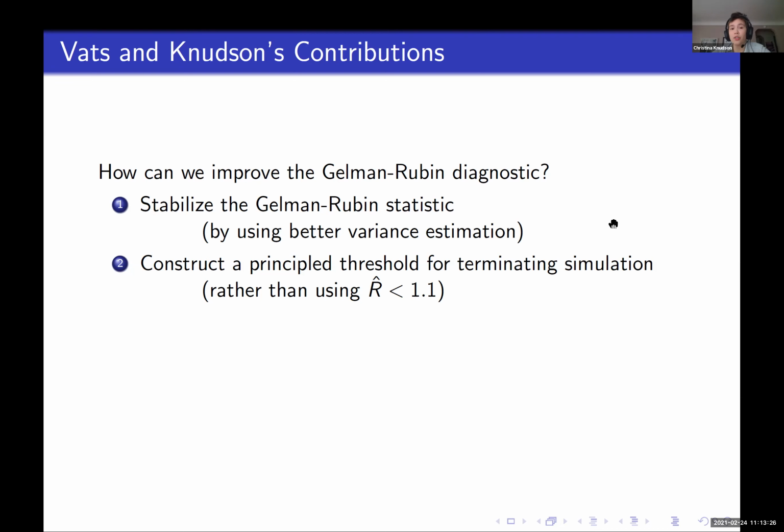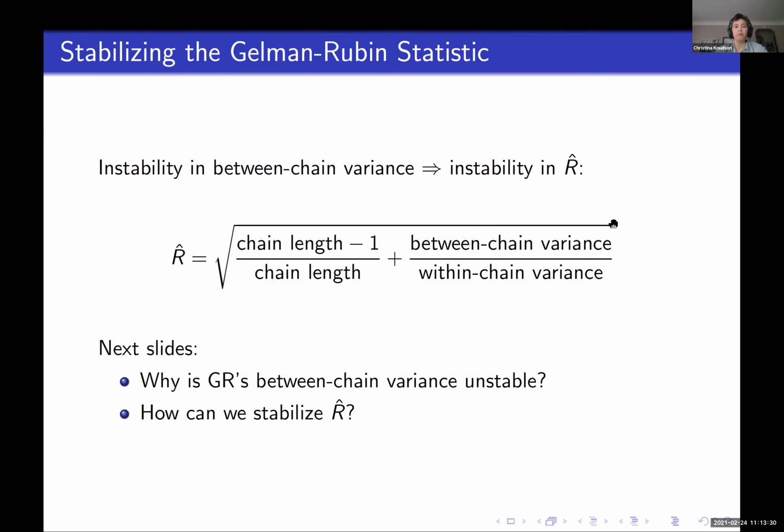And the basic idea of this is that we're just trying to do better variance estimation. Okay, so if we look again at this R-hat statistic, remember we have this first ratio that's boring, and then the second ratio is the between chain variance divided by within chain variance. So we have 2 variance calculations, and instability in either one will produce instability in this overall R-hat. In particular, the thing that is producing a lot of instability in the original Gelman-Rubin statistic is the between chain variance, the numerator of this second ratio. So instability in this creates instability in the entire statistic. So first we'll look at why the original Gelman-Rubin's between chain variance is unstable, and then we'll look at how we have stabilized it.